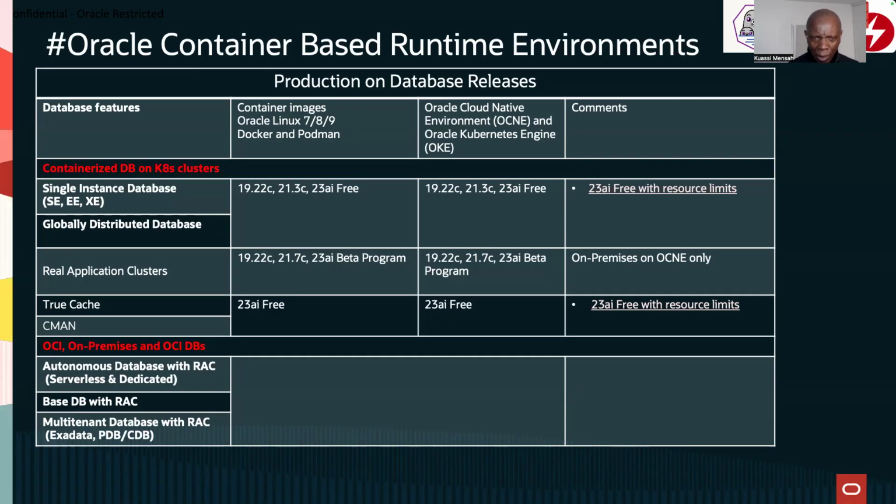And for each, in the columns, you can see which images are supported: 19C, 21C, 22C, 23AI Free, etc. So those are the images. And in the third column here, you can see the deployment. You can deploy on OCNE, which is the Oracle Cloud Native Environment, which is on-premises, right? And you can deploy on OKE on OCI. And you can see the versions which are supported and some comments here. There are some resource limits for 23AI, for example. Okay.